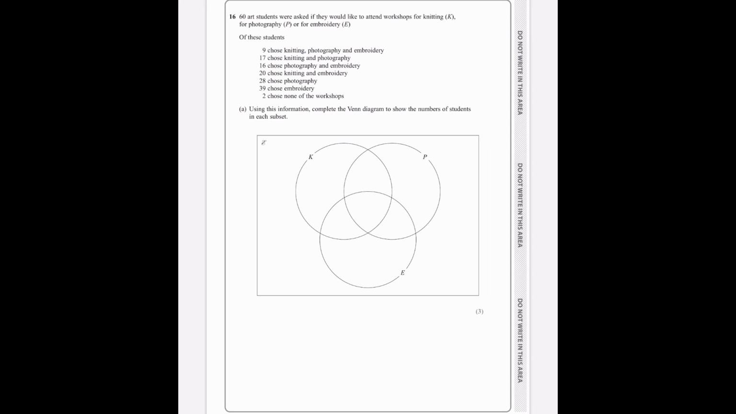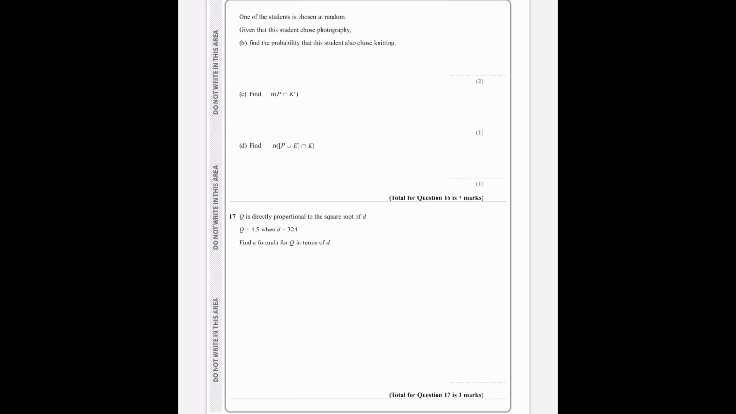Alright, for the Venn diagram, we know 9 goes in the middle, and then we can work out what's on the outside. So the intersection of K and P must have an 8 as well as the 9, and you can just build it up step by step by working out what's left. It tells us that 2 is on the outside, and lastly, we know there are 60 in total, so a 7 will go in there. It's given that the student chooses photography, so we're out of 28, and 17 of those choose knitting, so 17 28ths. There are 11 in P intersect K complement, and 28 as a number of elements in P union K.